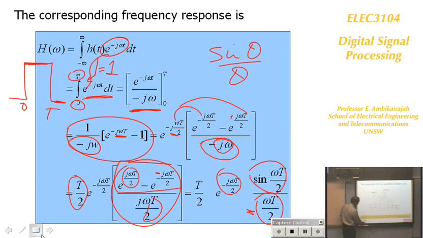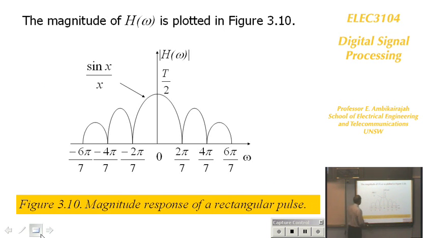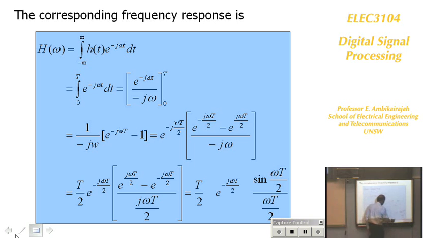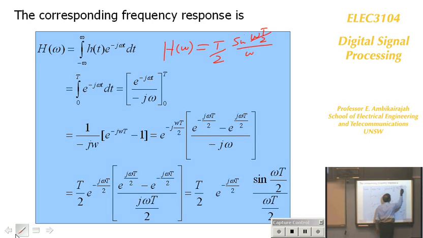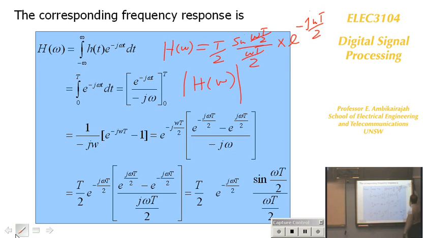So go into the next equation, and if you plot this equation, if you take the magnitude of it, you've got H(omega) is equal to T over 2 sine omega T over 2 divided by omega T over 2, times e to the power minus j omega T over 2. Now if you take the modulus of H(omega), the modulus of e to the power is 1, so you take the modulus of that. And that's what I have plotted, the magnitude.